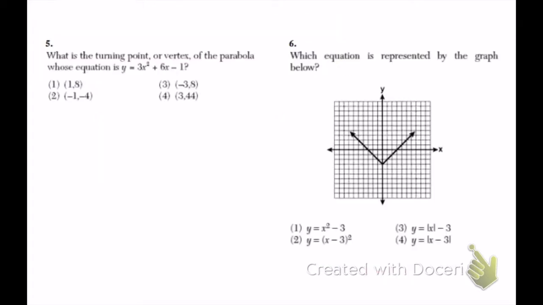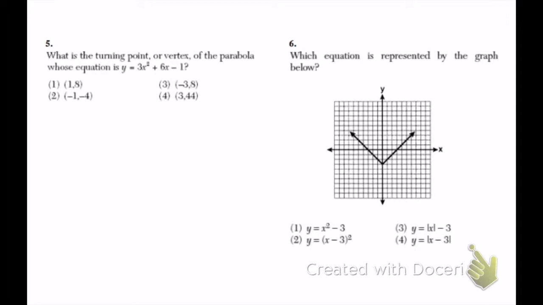Alright, so the next question asks, what is the turning point or vertex of the parabola whose equation is y equals 3x squared plus 6x minus 1? Well, on the test, we were supposed to put this into the calculator, and once the parabola is graphed, look at where the vertex is. But what we can do is, since we learned the formula to find the vertex, I will show you now exactly how to find the vertex of this function.